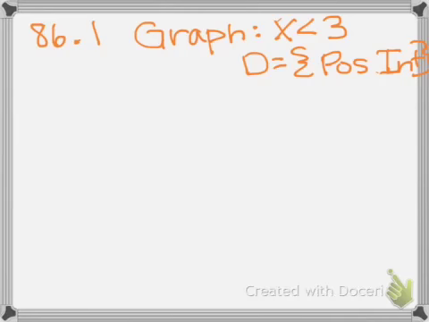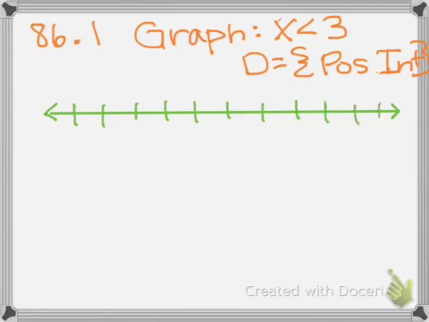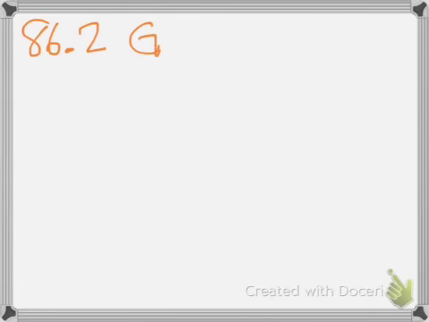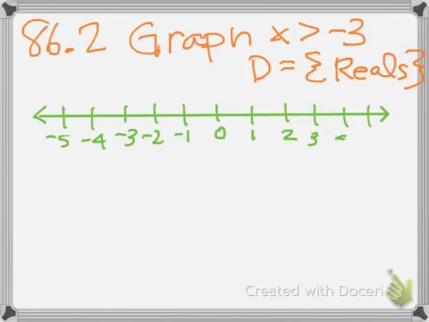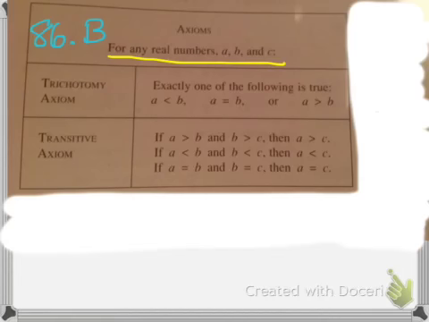Okay, so a couple examples. Graph x is less than 3, where your domain is positive integers. So we find 3, and since it's positive integers, it has to be the numbers only, and they have to be positive, so your solution is just 1 and 2. Another example, x is greater than -3, your domain is the real numbers, so x is greater than -3. These should be just really review.